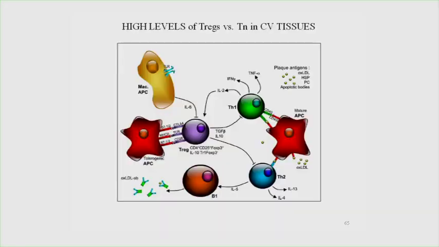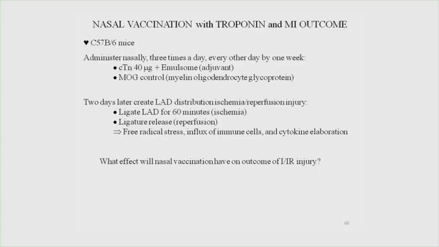It would really be neat to have a high concentration of Tregs specific for arterial wall and myocardial proteins in our patients with cardiovascular disease. They would prevent or downregulate this maladaptive immune response. So what's going to happen if we create this Treg response in animals against troponin and then give them a heart attack? We're going to take the mice and nasally administer troponin and the adjuvant 3 times every day for a week, and then we have these controls.